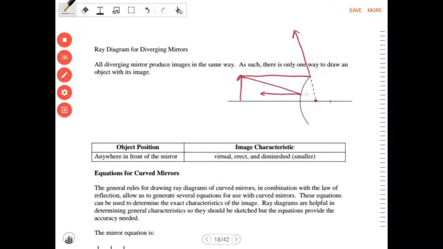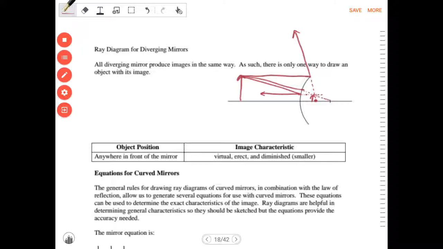So remember, these dotted lines go straight back from the one parallel with the principal axis. It's where they intersect that's the important one. And then if we go to the center of curvature, that's the same thing. Then this one here bounces straight back. Anyways, so those are the three rays.